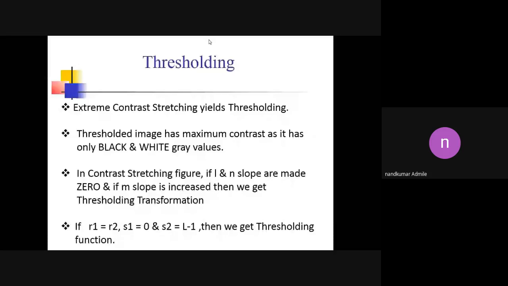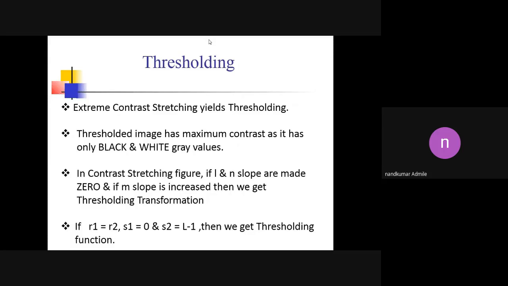So the third concept is image thresholding. What is image thresholding? The basic function of image thresholding is that it can subdivide the image into two parts. Depending on the threshold value, we can subdivide the image into two parts and make the white part of the image more white and the black part of the image more black.